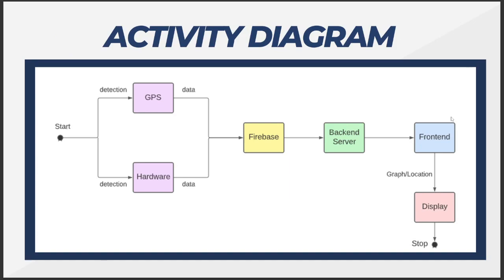This is the activity diagram of our project. So data is sent by the hardware to Firebase, and from Firebase to the backend server, and we are fetching it in our front end, and we are displaying it in the form of graphs and location.